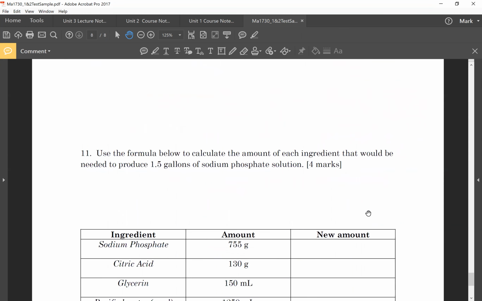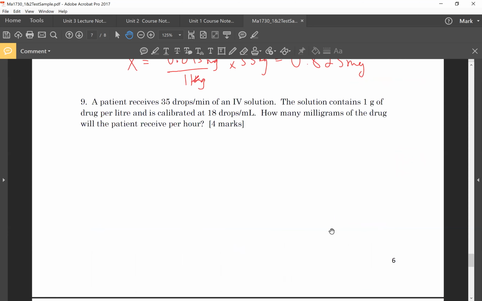I think there's 3 questions left. A patient receives 35 drops per minute. These were also pretty challenging when we did these in class. So a patient receives 35 drops per minute of an IV solution. The solution itself would contain 1 gram of the drug per liter, and it drops 18 drops per milliliter. Okay, so the question is, how many milligrams of the drug will the patient receive per hour?